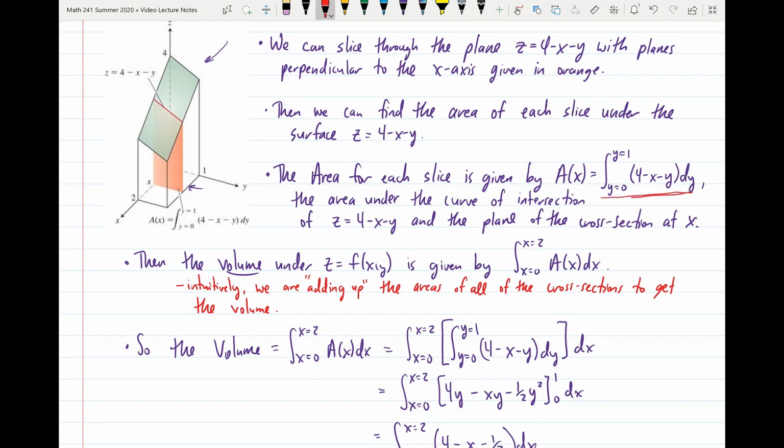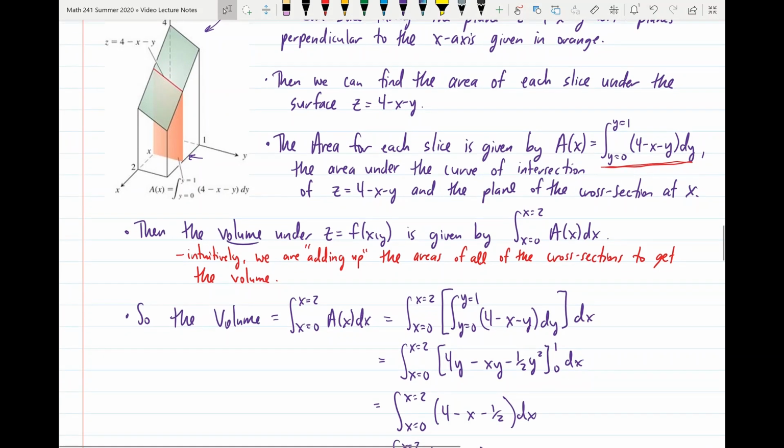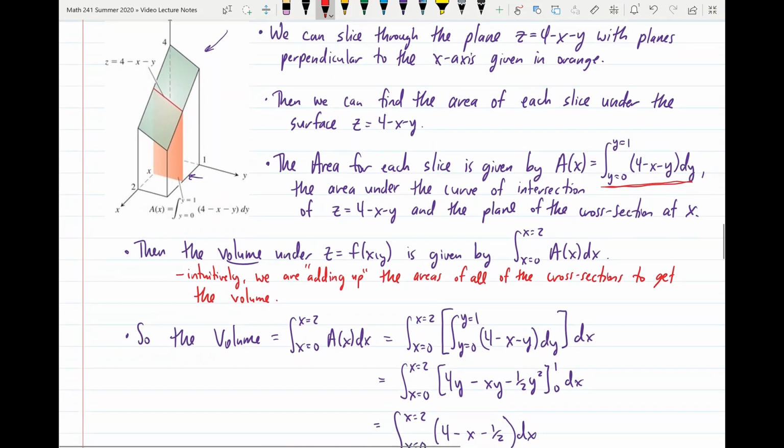And depending on which cross section we're taking, corresponding to what value of x, we're going to get a different area. Depending on what curve we get when we intersect the cross-section plane with the surface z equals 4 minus x minus y, it'll give us a different area. And we can define a function that takes the x value corresponding to our cross-sectional plane and pops out the area underneath the surface within that cross section.